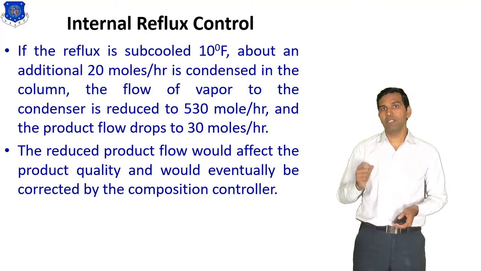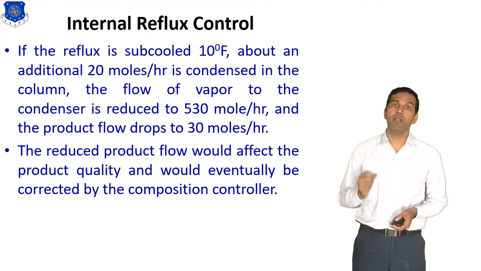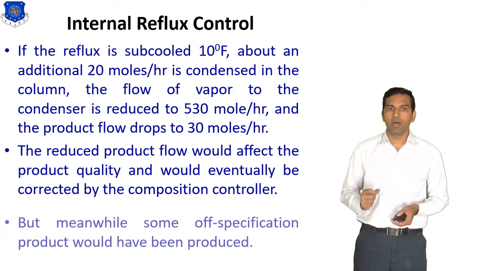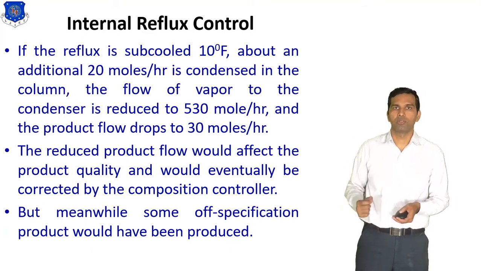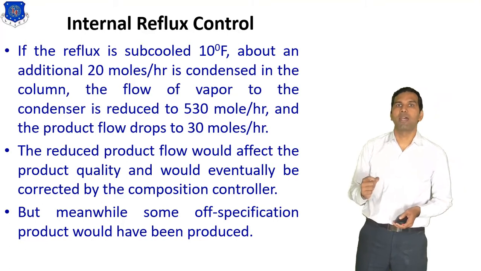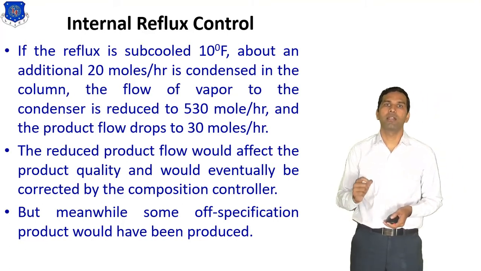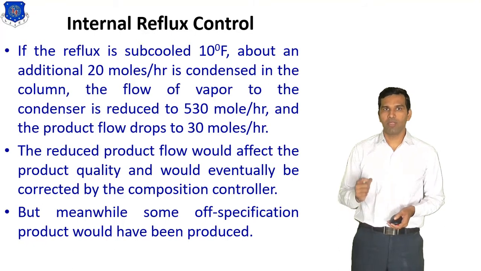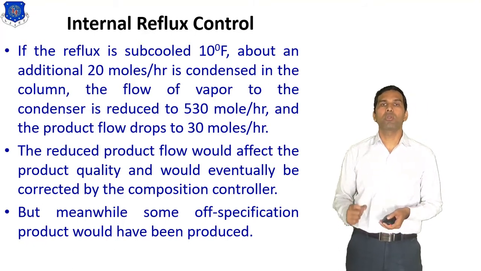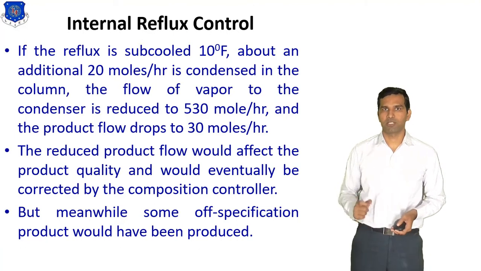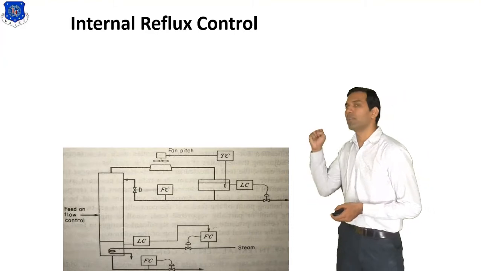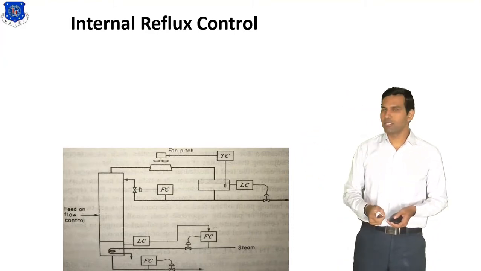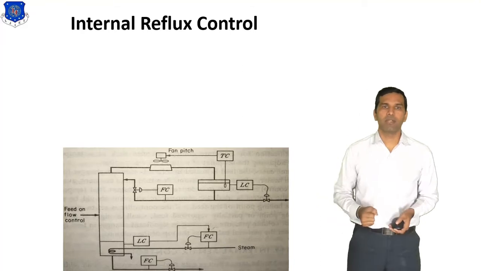So here, by using this example, we can understand the importance of internal reflux control. But in the meanwhile, some off-specification product would have been produced. So here we require specific control for the internal reflux. Now we understand the methods of controlling the internal reflux. This is the first method of controlling the reflux, and here is the diagram of this method.